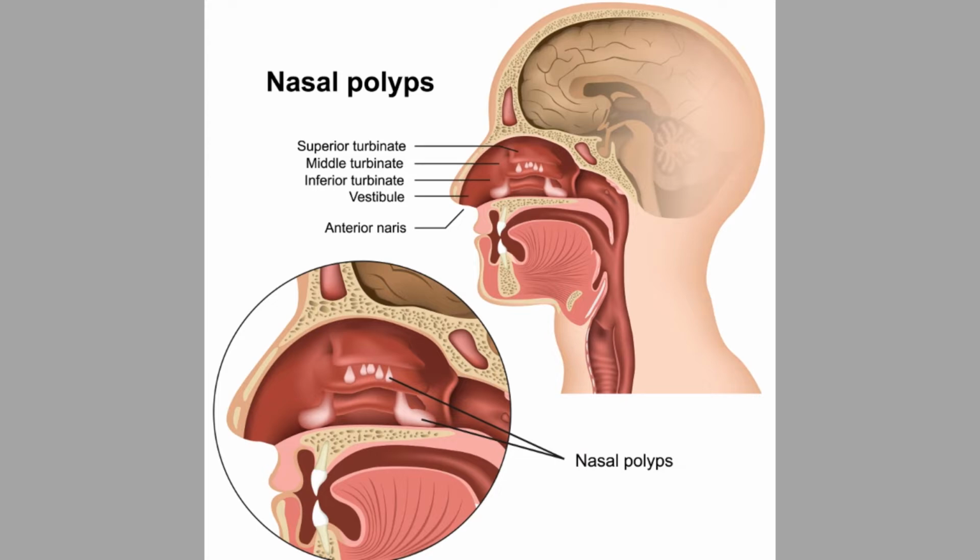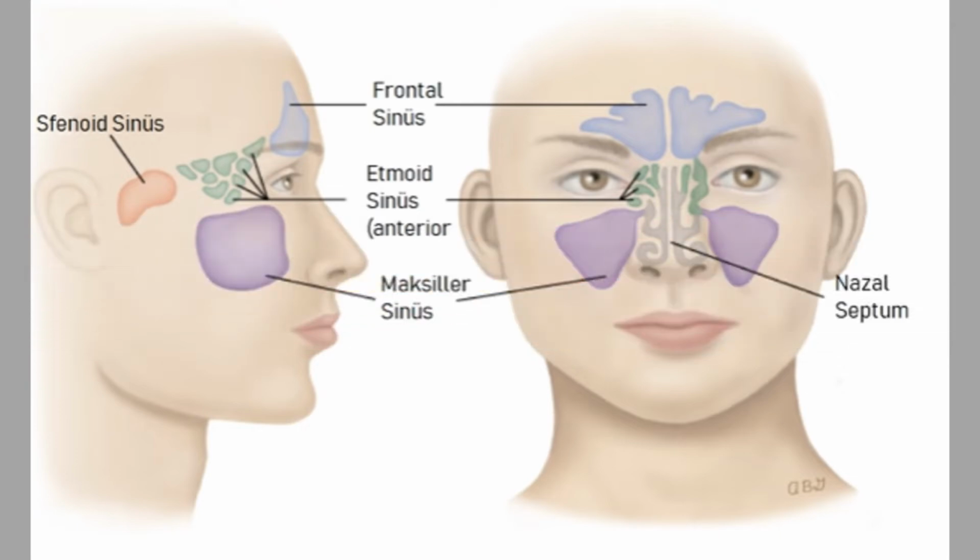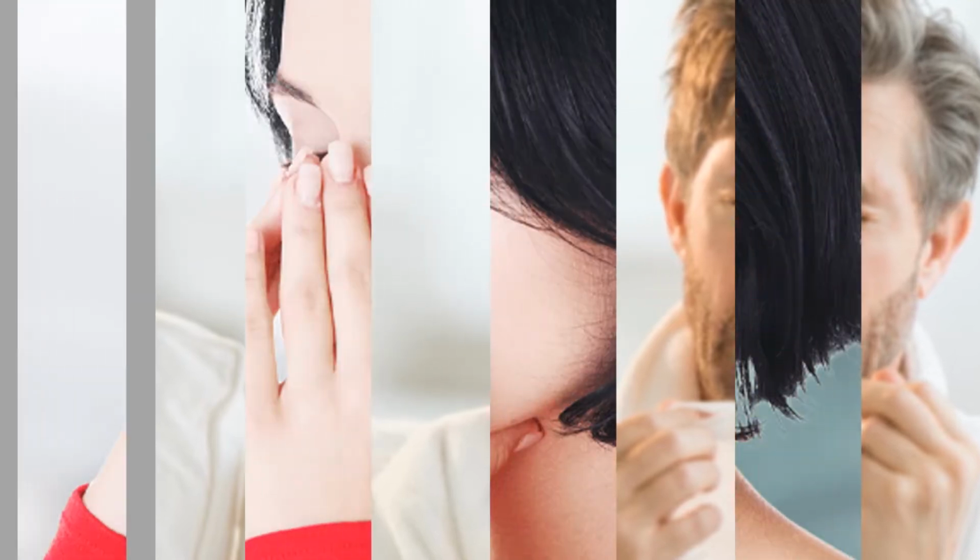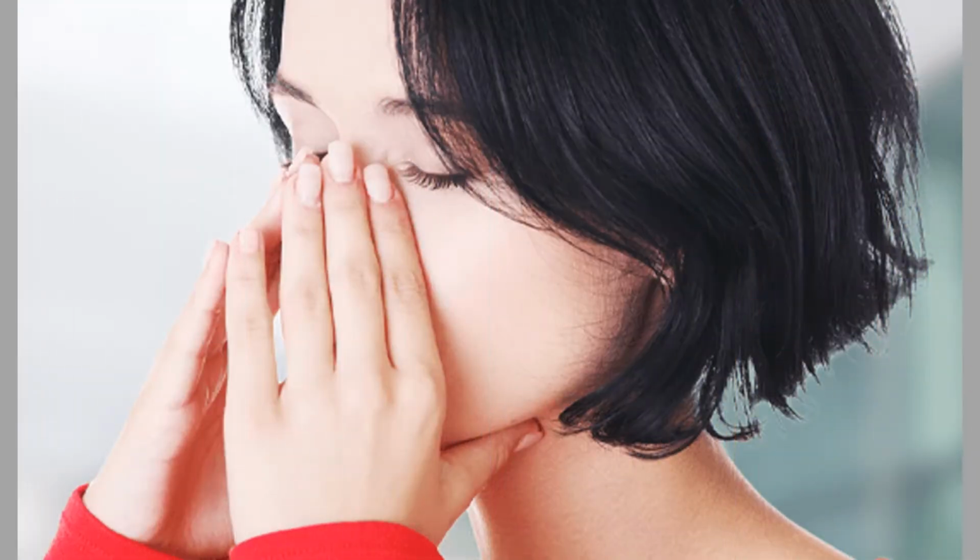Sinusitis is an inflammation or swelling of the tissues lining the sinuses. Sinuses are hollow spaces within the bones between your eyes, behind your cheekbones, and in your forehead. They make mucus, which keeps the inside of your nose moist. That in turn helps protect against dust, allergens, and pollutants.